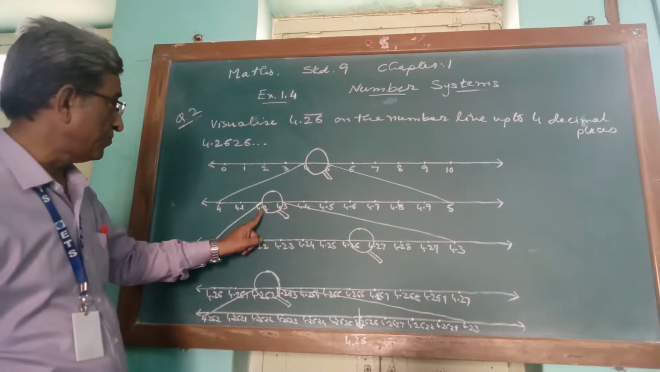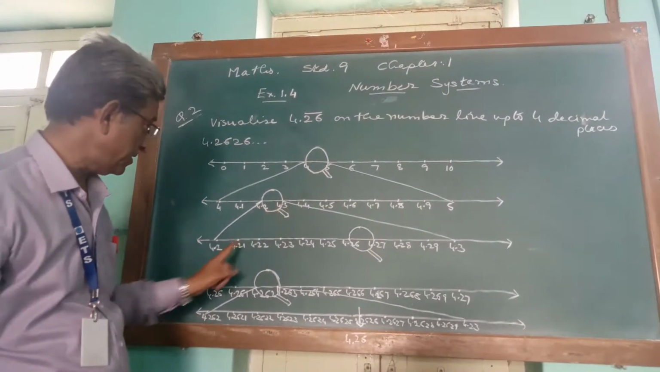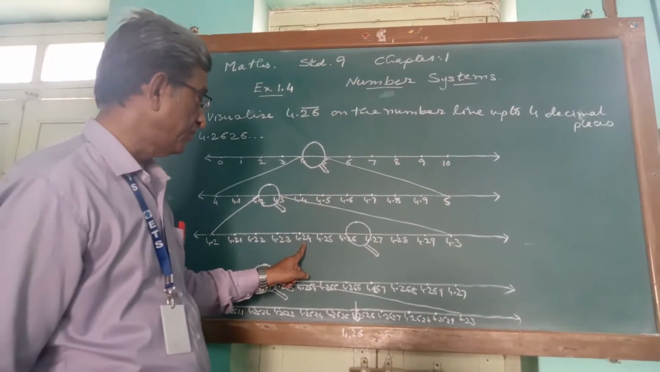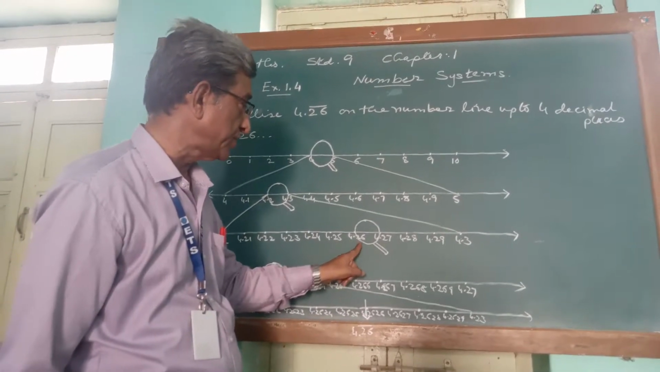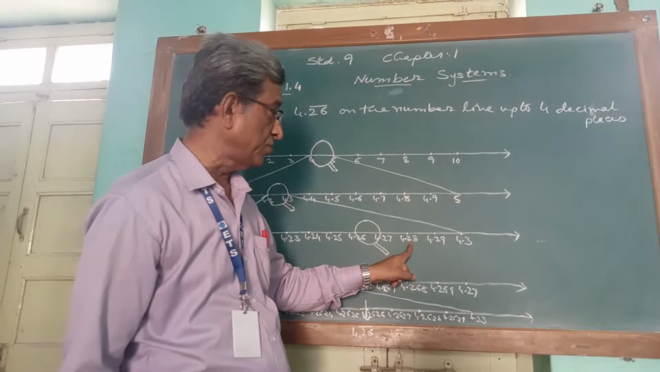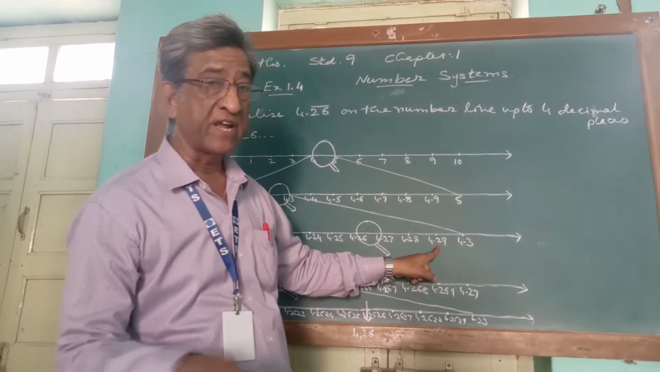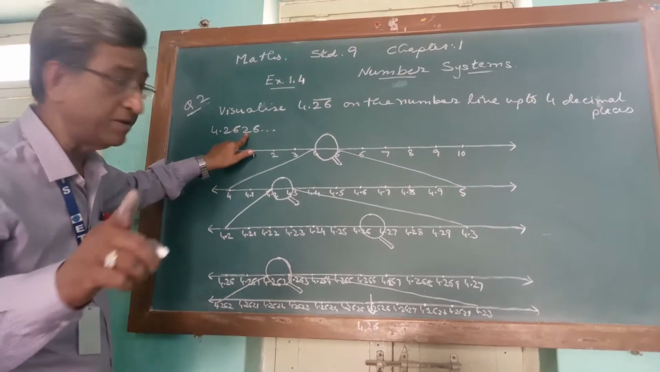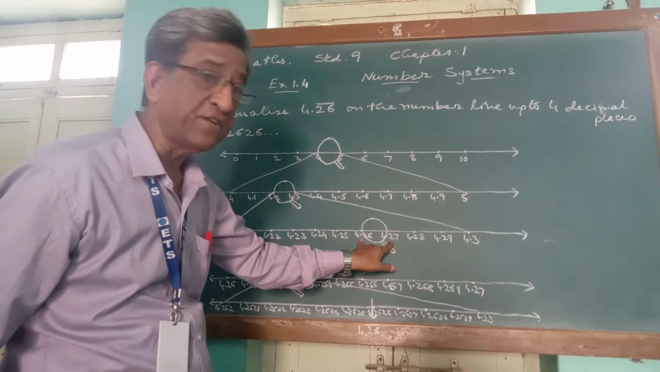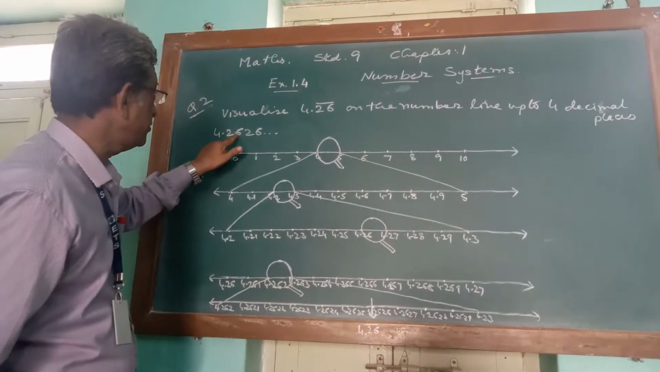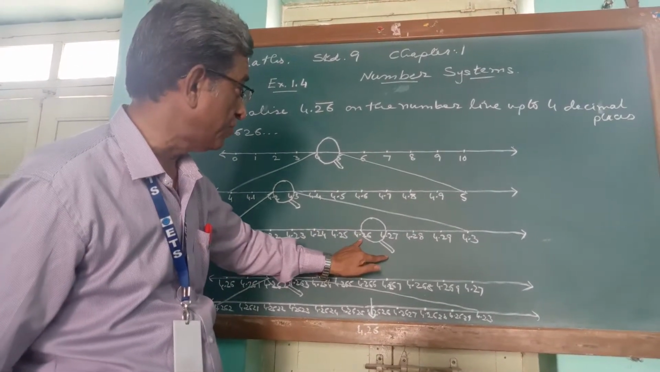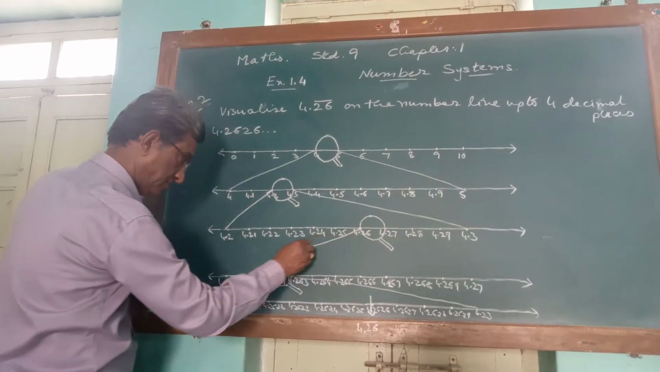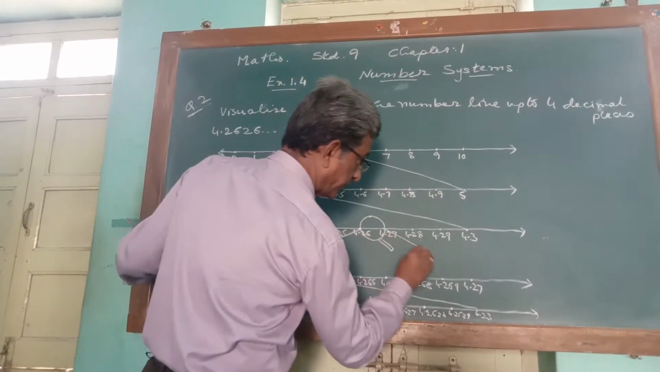So numbers between 4.2 and 4.3 will be 4.21, 4.22, 4.23, 4.24, 4.25, 4.26, 4.27, 4.28, 4.29. Now again think: 4.262. So 4.262 will lie between 4.26 and 4.27. Enlarge it. Magnify it.